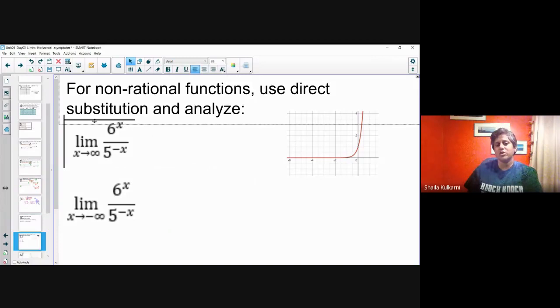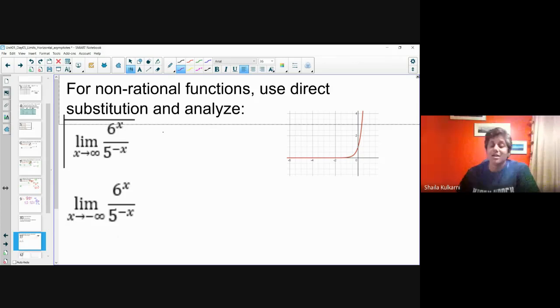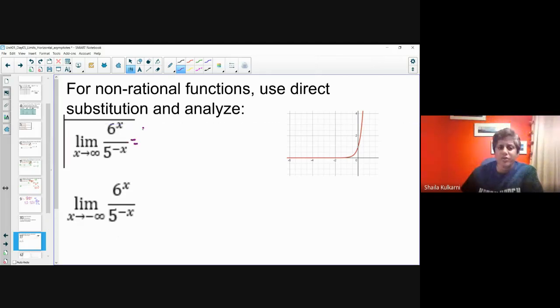You'll notice that this is what we call an exponential function. An exponential function is when the exponent is a variable and we have a number that's being raised to it. So we can't really do the degree rule here because those aren't the degrees. Let's go through and do substitution. It says substitute positive infinity, so I get 6 to the infinity and 5 to the negative infinity.